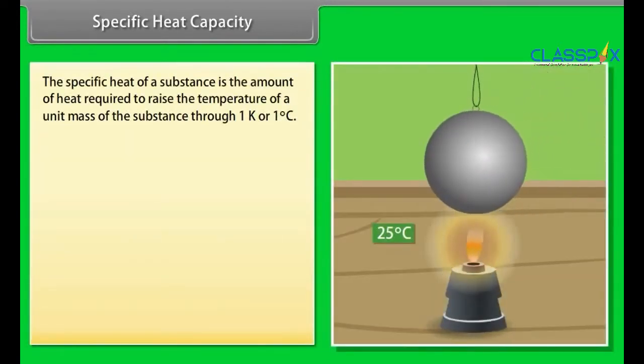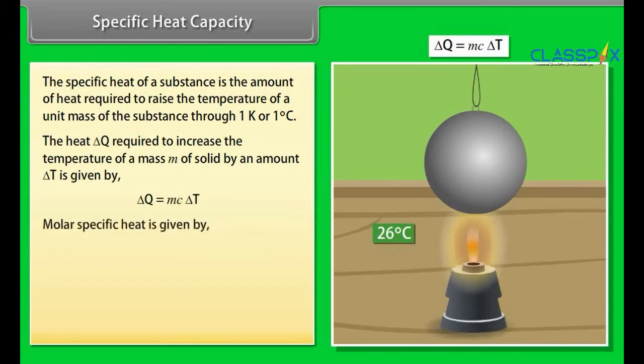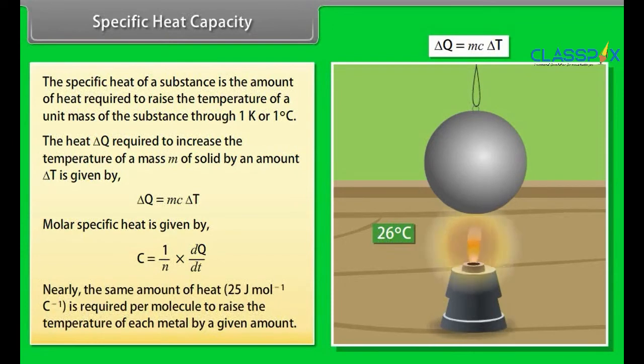Specific heat capacity. The specific heat of a substance is the amount of heat required to raise the temperature of a unit mass of the substance through 1 Kelvin or 1 degree Celsius. The heat delta Q required to increase the temperature of mass m of solid by an amount delta T is given by delta Q is equal to m c delta T. Molar specific heat is given by C is equal to 1 by N into dQ by dT. Nearly the same amount of heat, 25 joule mole inverse Celsius inverse, is required per molecule to raise the temperature of each metal by a given amount.